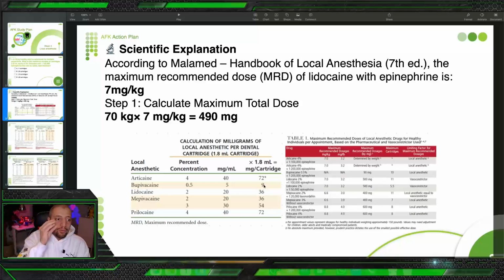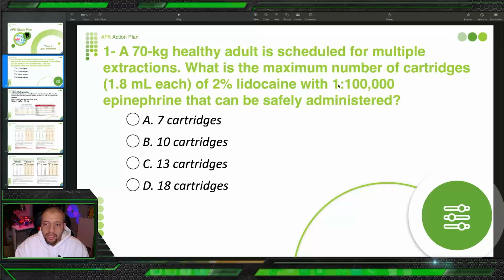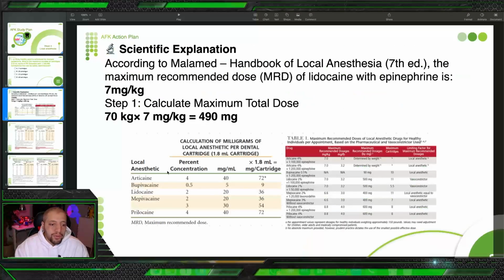So we need to multiply the kilograms by the recommended dose, 70 multiplied by 7, to give us 490. And this number is going to be divided by the amount available in each carpule. So let's go back here. This is 1 to 100,000, 2%, so 36. You need to divide this number by 36. The number will become 13, which sadly is not correct. I know, this is annoying.